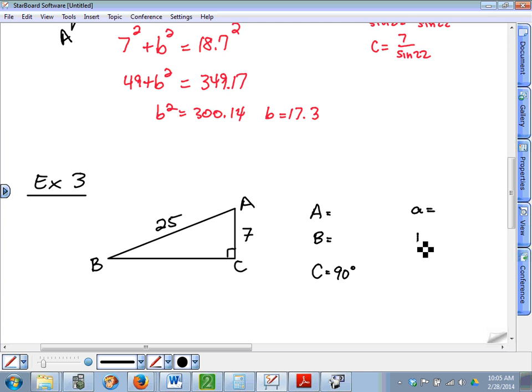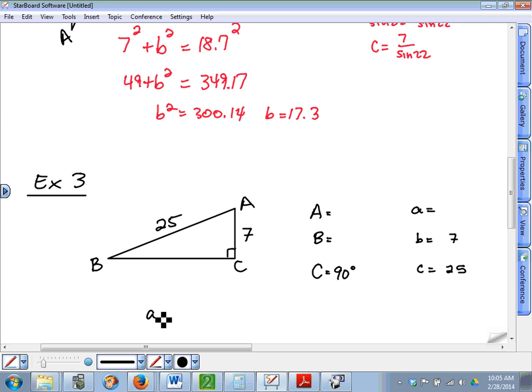Side A, side B, and side C. We know side C is 25. And we know that B is 7. If we already know two sides of a right triangle, how can we find the remaining third side? Pythagorean theorem.